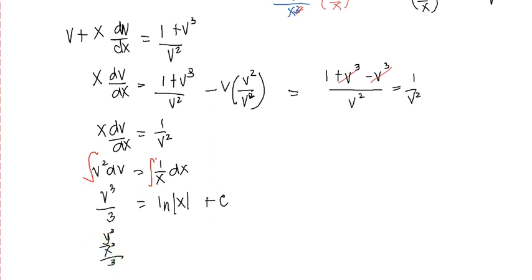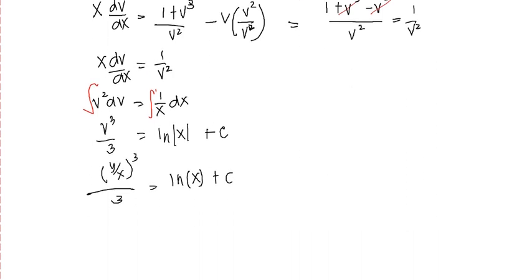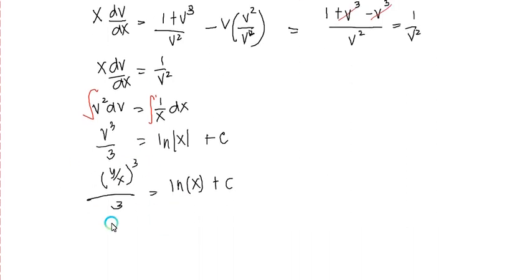So we will have y cubed over x cubed all over 3 is equal to ln x plus c. So you will have our answer: y cubed over 3x cubed is equal to ln x plus c. Okay? So this now will be our answer.